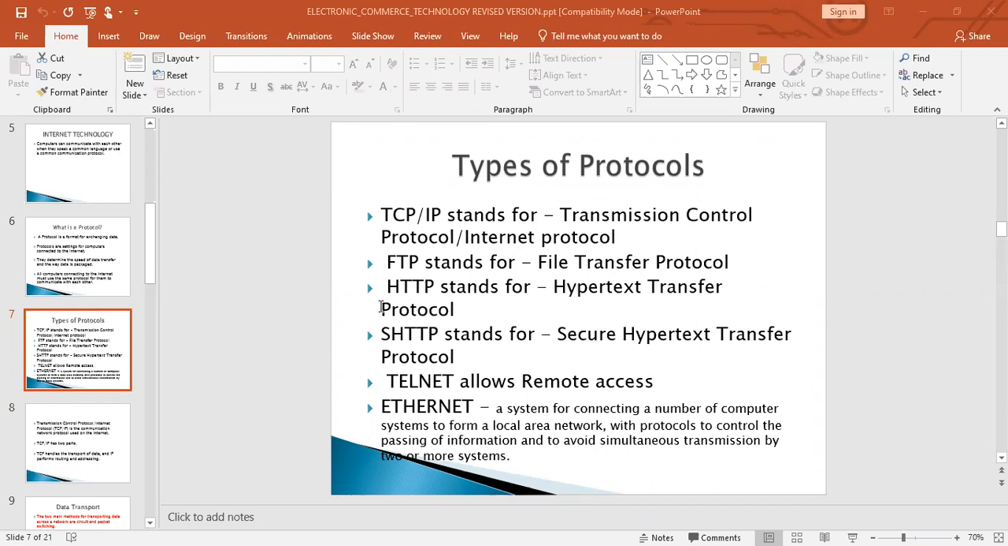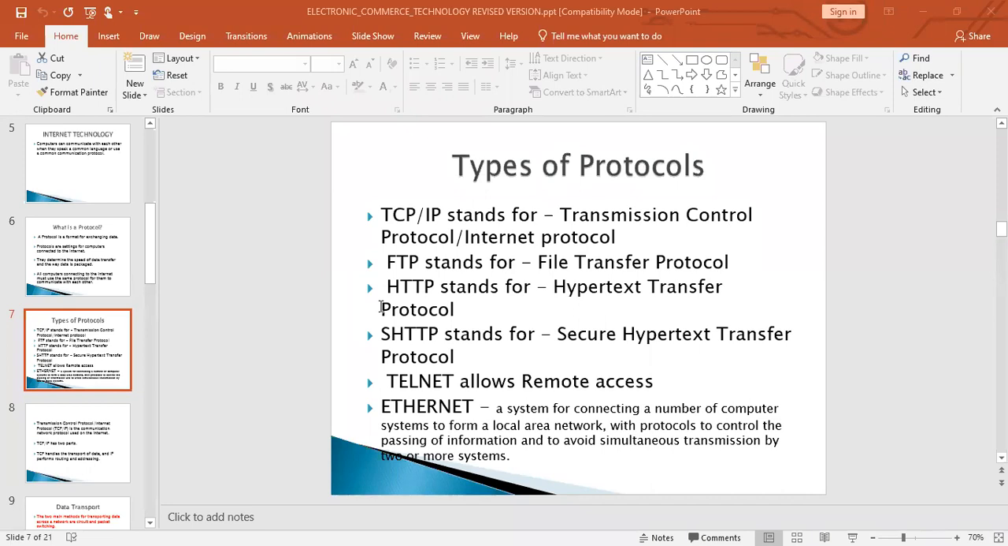Now, just like what we are doing now, we are using the internet to facilitate communication. In the same way, so many people from all over the world are using the internet. So imagine if there were nothing to help with simultaneous transmission, so that messages do not cross each other, there would be chaos. So the internet operates with protocols to control the passing of information, so that we avoid the crossing of messages from people who happen to be online communicating with each other. So these are some of the types of protocols that we have.